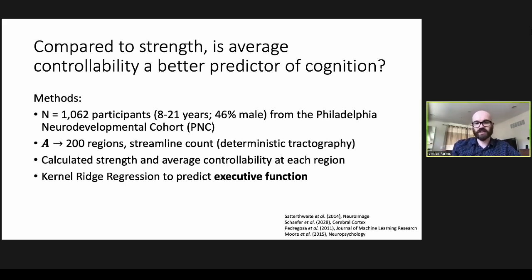Now, just for brevity's sake, I'm not going to go into the measure of executive function today, except to say that it was a composite score from a computerized set of cognitive tests that we conducted here at Penn with the Philadelphia neurodevelopmental cohort.